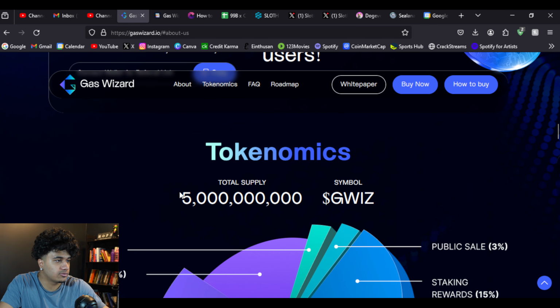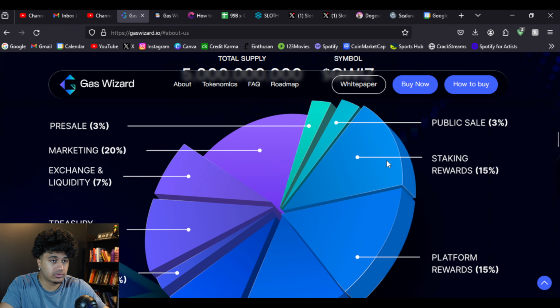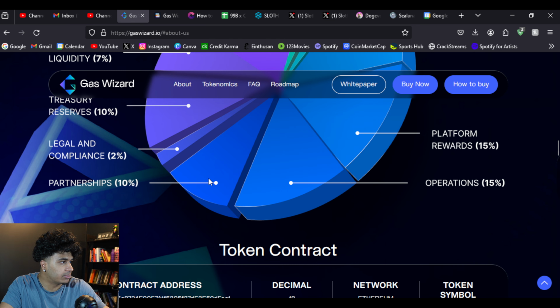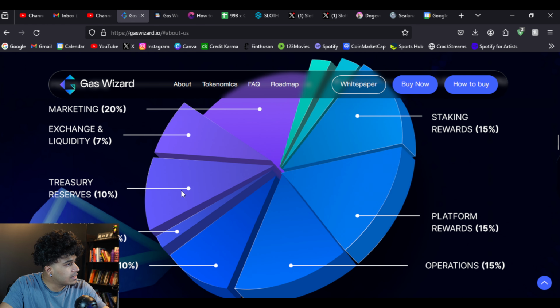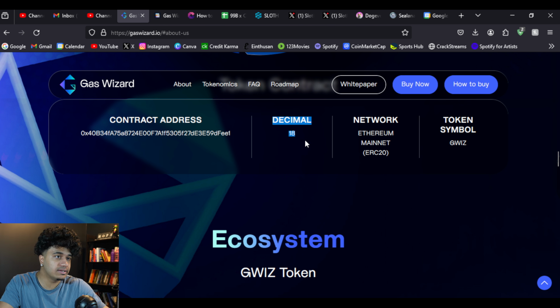Here's the tokenomics. The symbol is GWIZ. They're allocating 3% for pre-sale, 3% for public sale, 15% for staking rewards, 15% for platform rewards, 15% for operations, 10% for partnerships, 2% for legal and compliance, 10% for treasury reserves, 7% for exchange and liquidity, and 20% for marketing. Overall, this does seem like a pretty balanced distribution. There are 18 decimals on this, and it is on the Ethereum mainnet.